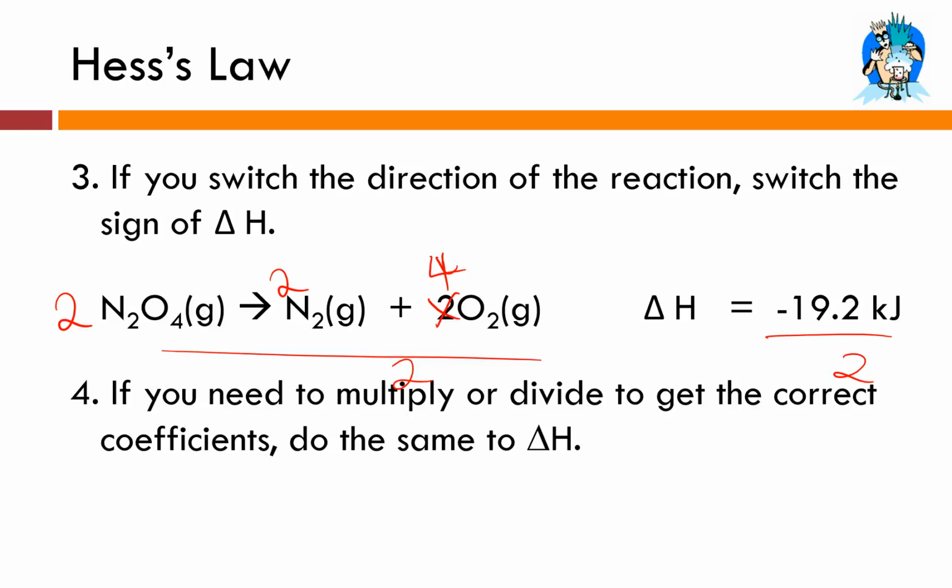Add up delta H at the end. Keep in mind, whatever you do to an equation, you have to do to delta H. If you multiply the coefficients by 3, delta H better be multiplied by 3. If you change the direction of a reaction, you need to flip the sign of delta H. And if you keep those couple of rules in mind, you're going to see that Hess's law problems can actually be kind of fun.